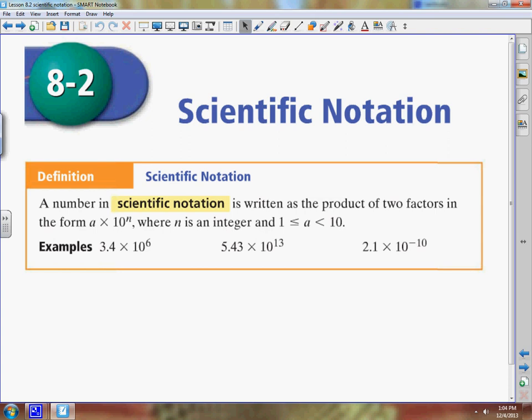If you remember this from the past, scientific notation is written as the product of two factors in the form of a times 10 to the nth power. A has to be a number between 1 and 10. 1 is included, but it can't be less than 1, and it can't be greater than 10. And 10 is not included. It can't be a double-digit number. So 9.999 works. It has to be a number between 1 and 10.